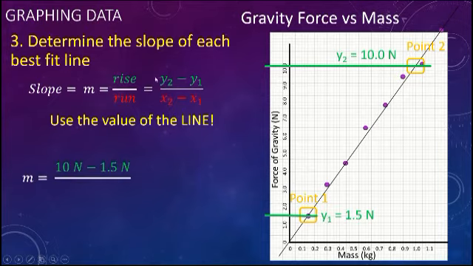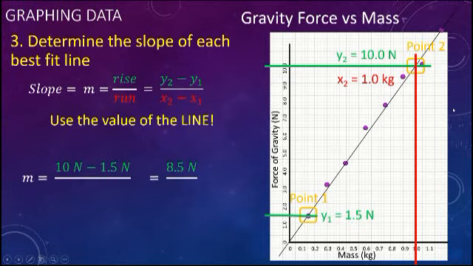So that gives us the top part of our slope equation. Point 2 has a y value of 10 newtons. Point 1 has a y value of 1.5 newtons. So what that means is from y1 to y2, we have increased our force of gravity by 8.5 newtons. So from this point to this point, our graph goes up 8.5 newtons.